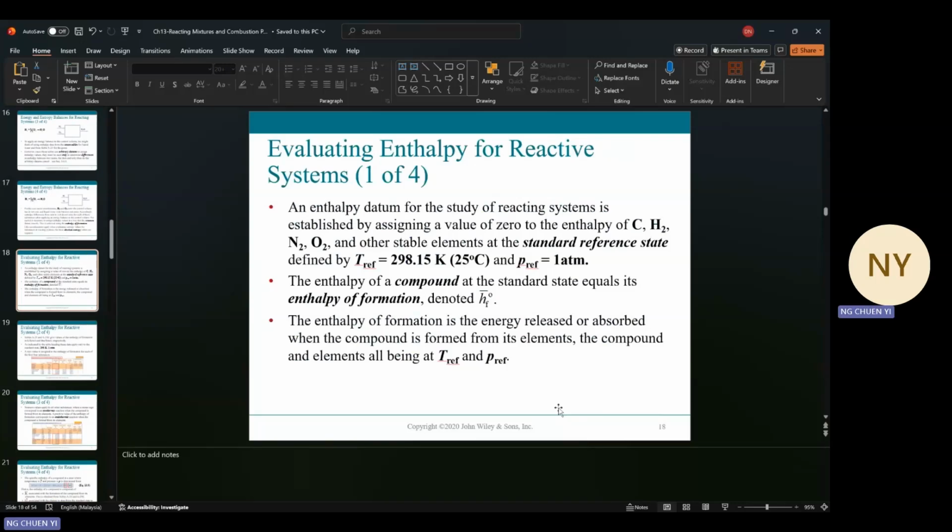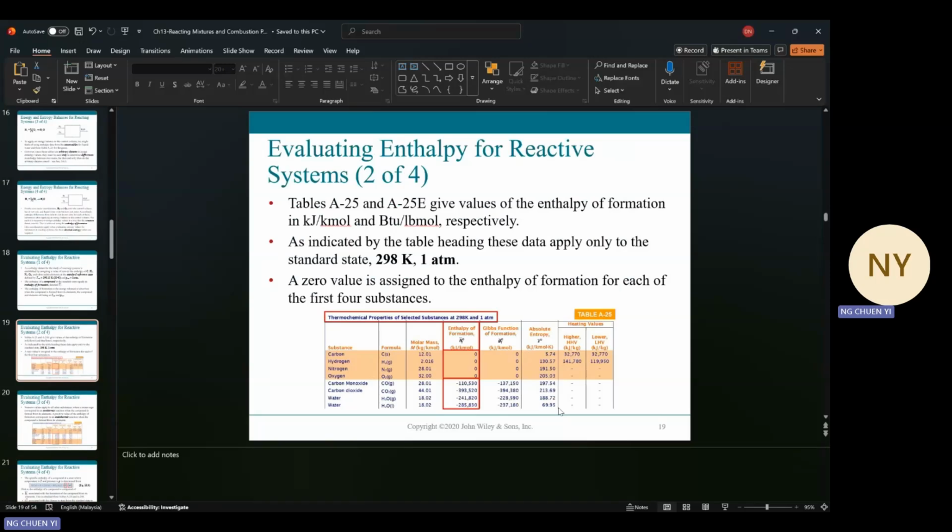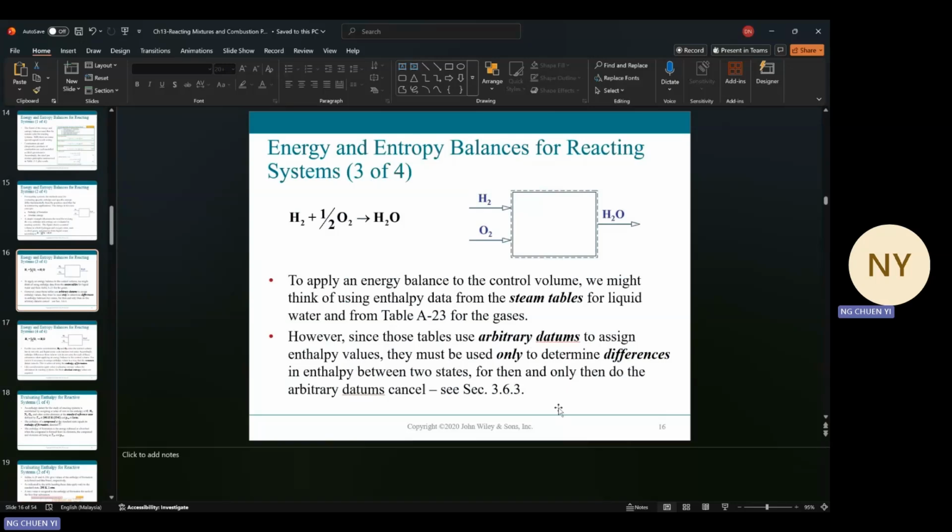So take a look at table A-25 on this slide. You will see that carbon dioxide CO2 has a value of negative 393,520 kilojoule per kilomole. That minus sign means that it is an exothermic reaction and it gives off a lot of heat when it forms. This means that basic elements like carbon C, hydrogen H2, nitrogen N2, and oxygen O2 have a starting value of 0.